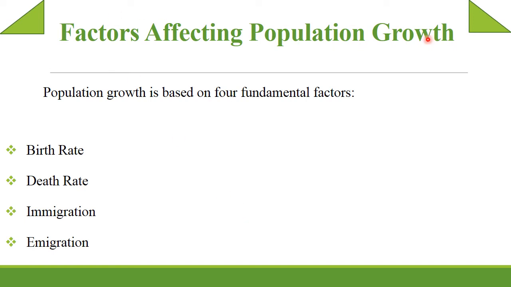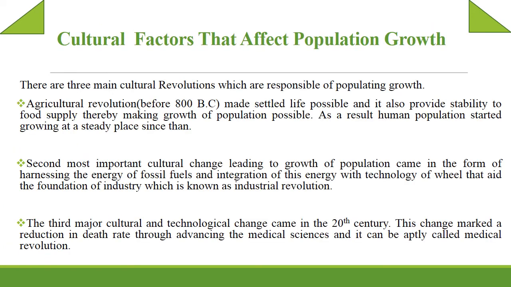Factors affecting population growth. Population growth is based on four fundamental factors. First, birth rate; second, death rate; third, immigration; fourth, emigration. That is, what is the birth rate of an area? What is the death rate of an area? What is the immigration rate? What is the emigration rate?